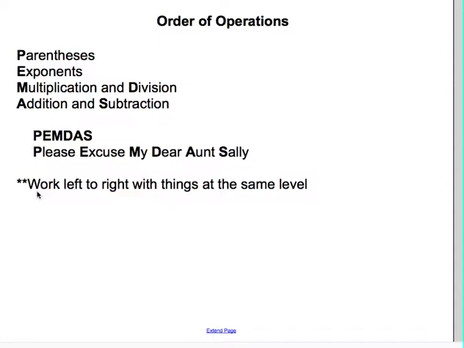Make sure you have all of this copied down before you continue forward with the video.